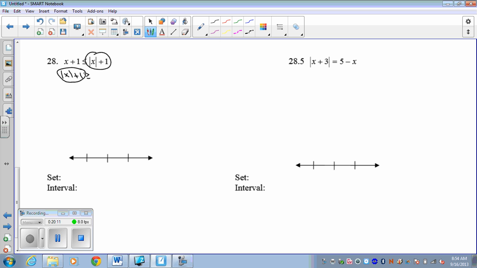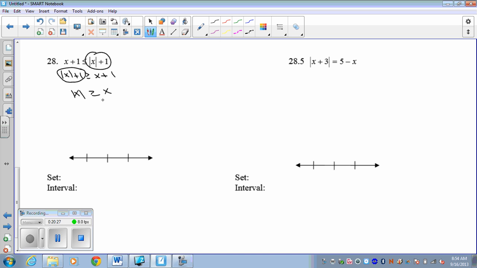Remember how this guy's kind of chomping away? Open its mouth, alligator mouth. All right. Subtract 1 from both sides to isolate the absolute value, and you end up with absolute value is greater than or equal to x.